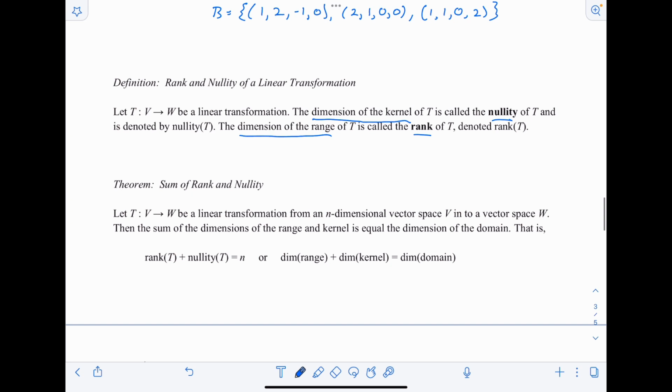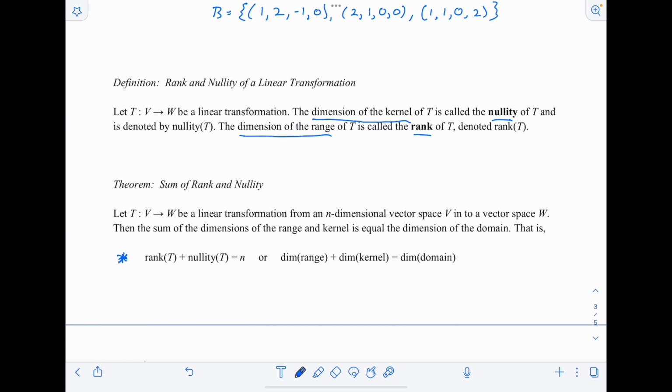So our theorem says that if we've got a linear transformation mapping V to W from an n-dimensional vector space V into a vector space W, then the sum of the dimensions of the range and kernel is equal to the dimension of the domain. Sorry, I'm missing a word there. That is, the rank of T plus the nullity of T equals n, or the dimension of the range plus the dimension of the kernel equals the dimension of the domain. Hang on to these formulas.